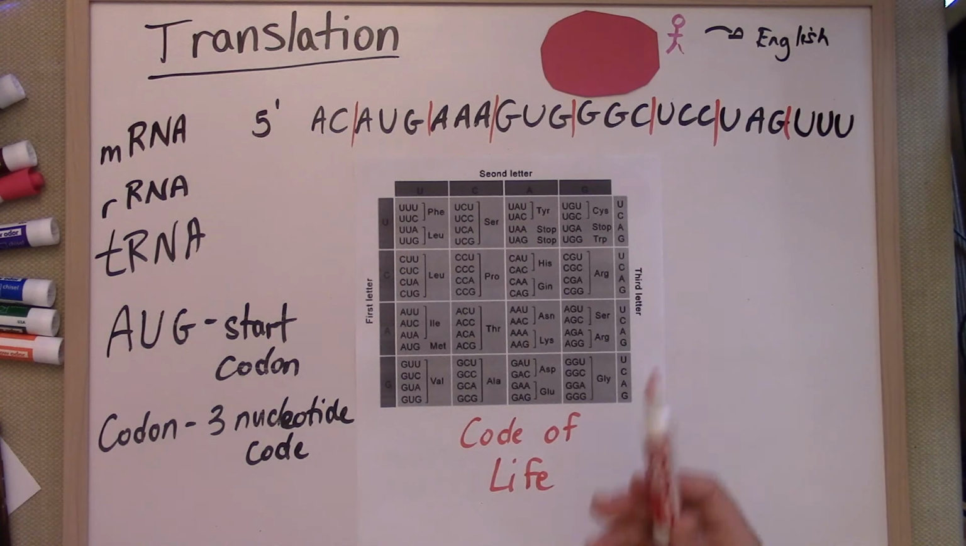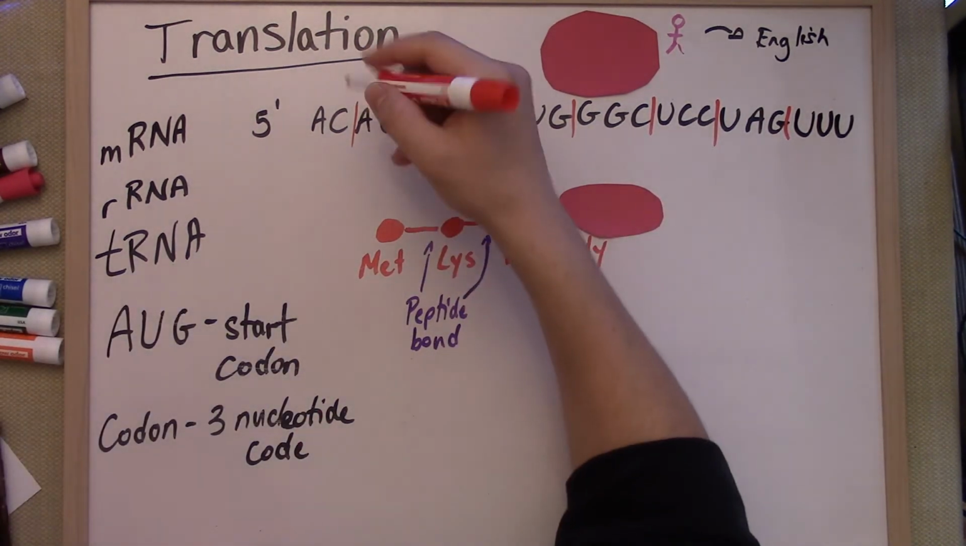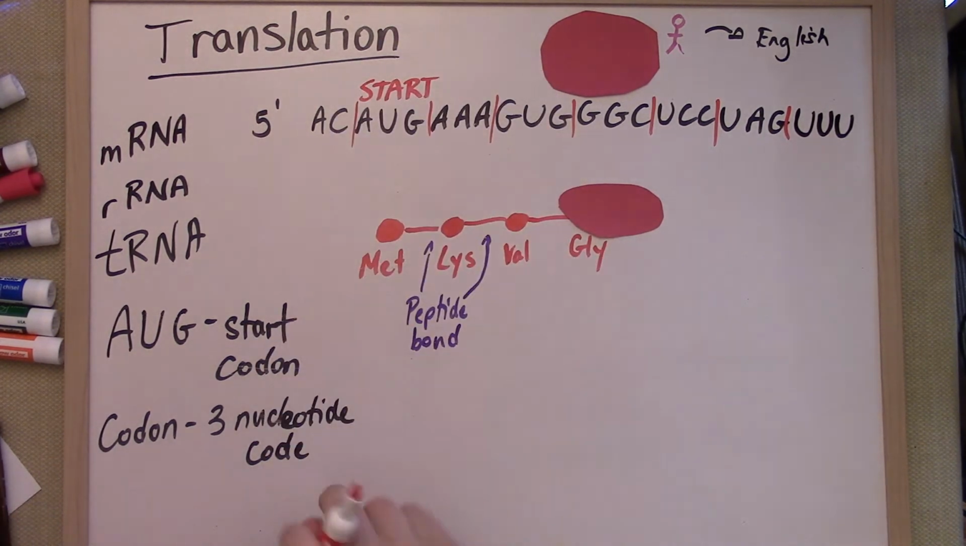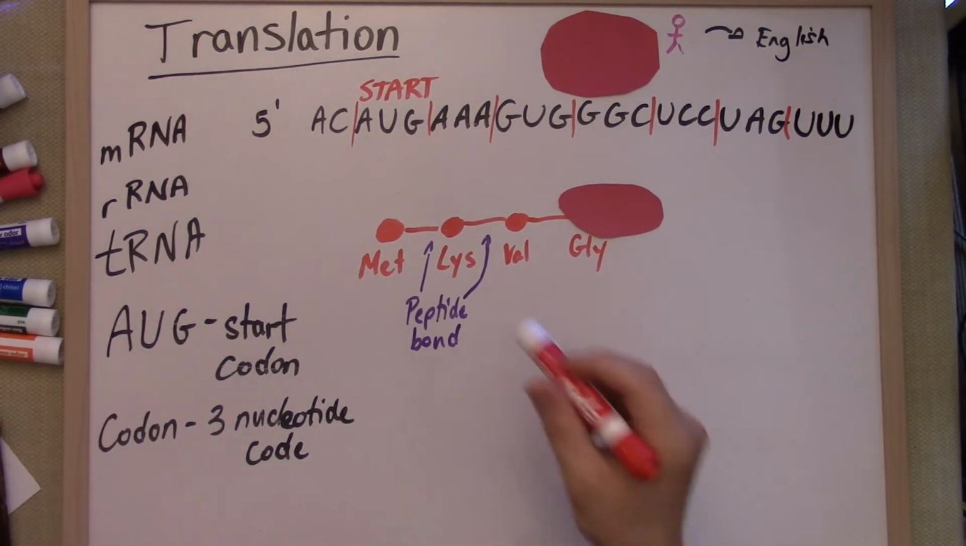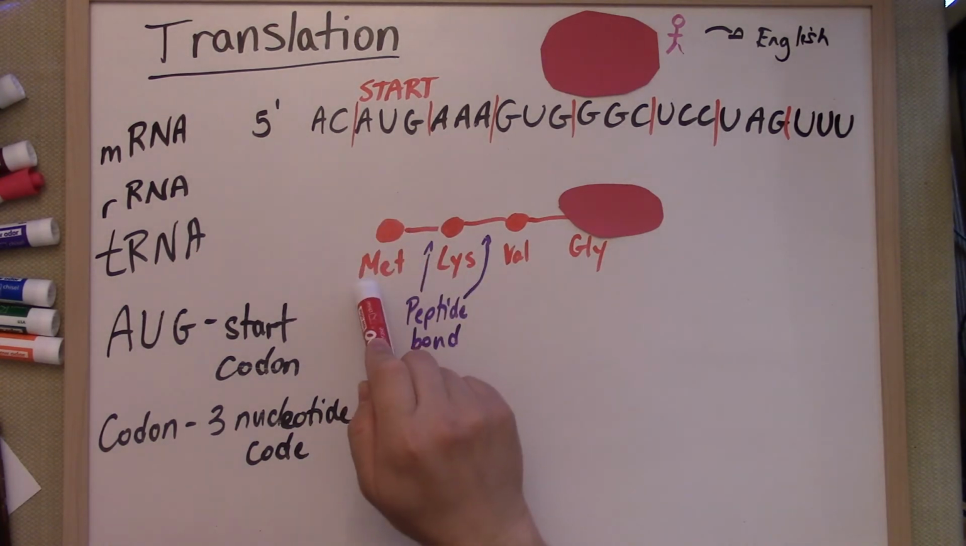And AUG is always going to be our first codon. AUG we call the start codon. And that means that every single protein that you guys have to make starts with AUG, and it always starts with methionine.